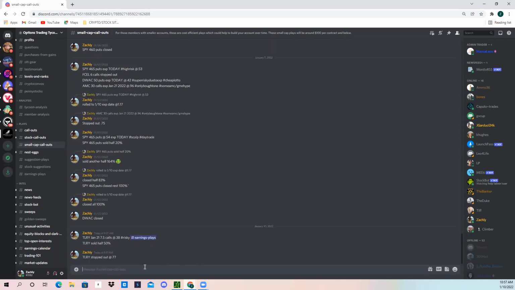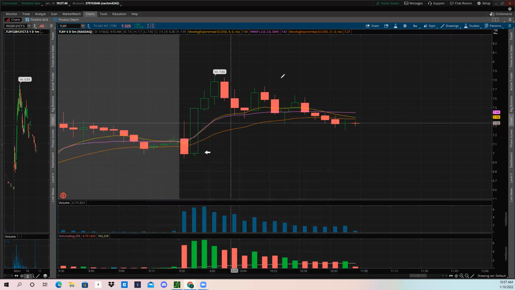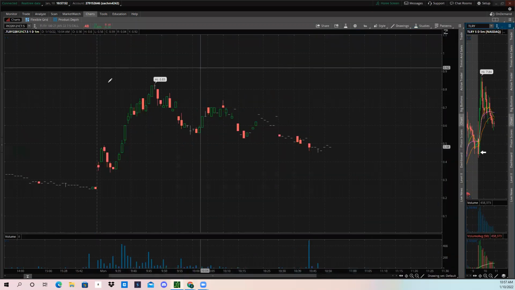That's what we do in the Options Trading Tycoons Discord. And as you guys can see, you'll gain access to all of the call outs, our entries and exits. Okay. So what I have pulled up here is actually the value of those options.